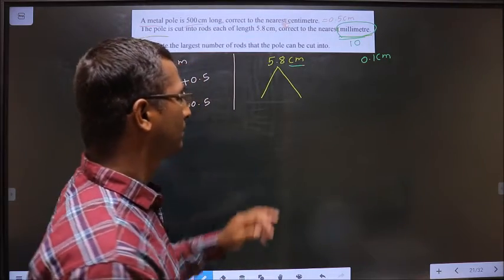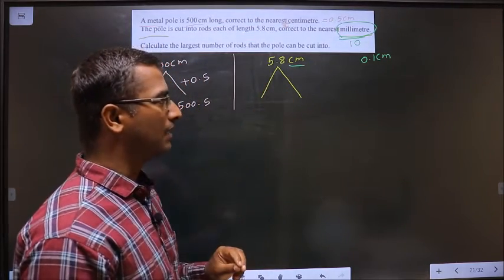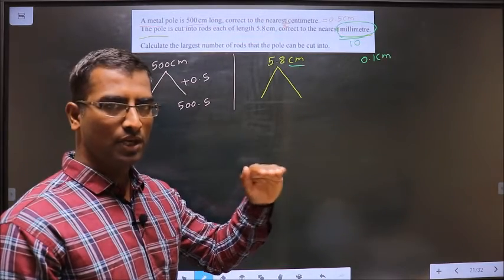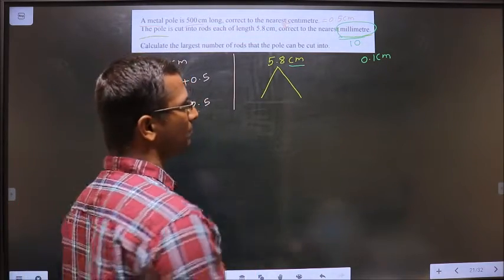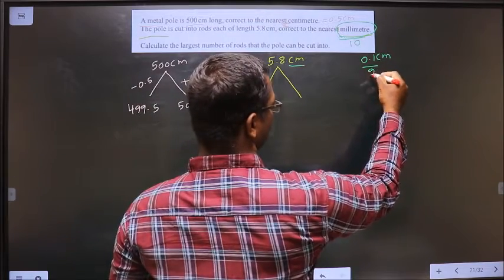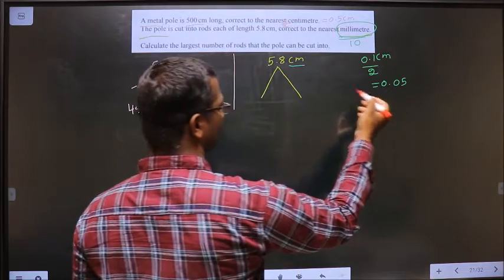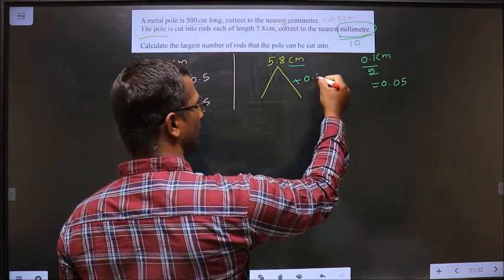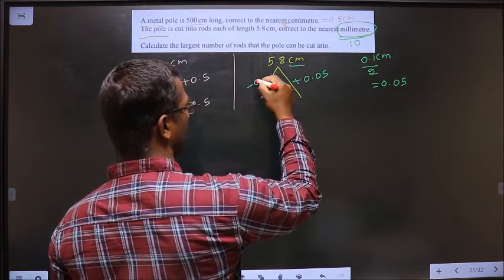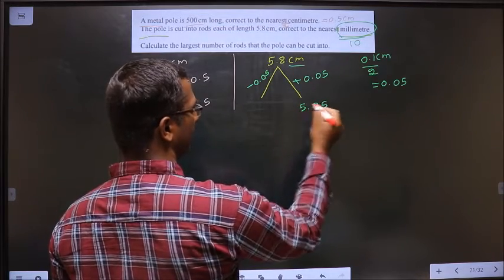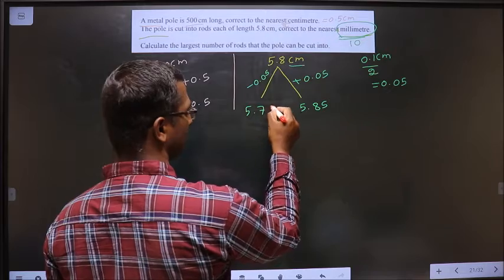Okay, now what will you subtract and add means it's nearest to whatever. You should do half of that. So do half, you get 0.05. So this you need to add and subtract. So we get 5.85 and 5.75.